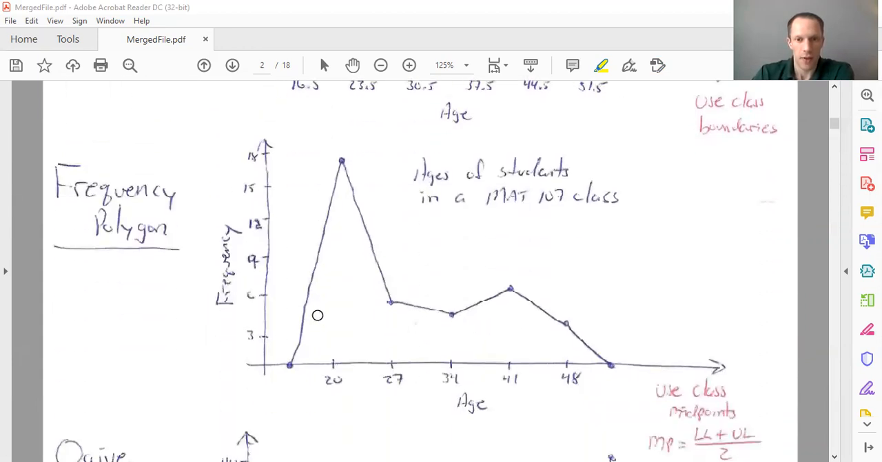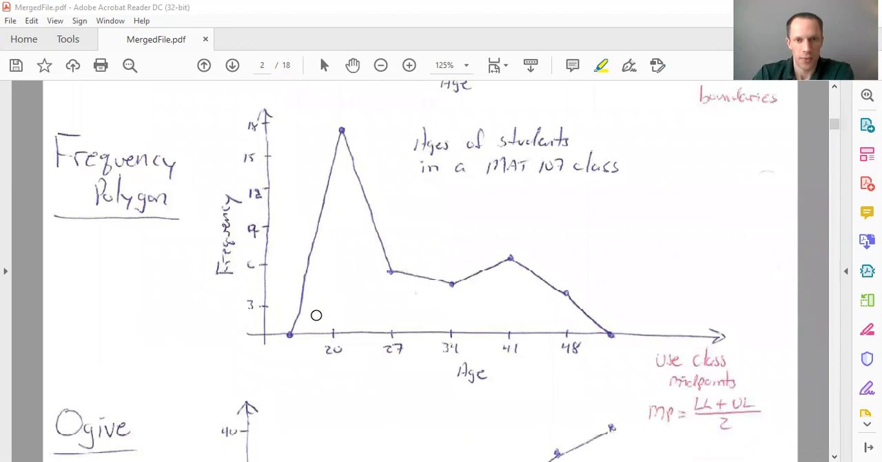There's another kind of graph called a frequency polygon. This one's very similar to a histogram. It gives you the same information, it just presents it in a different way. For this graph, you're going to make the horizontal, vertical axes. You're going to put the midpoints on the horizontal axis, which again are ages, and you still have frequencies on your vertical axis. And again, a nice descriptive title here, ages of students in Math 107 classes.